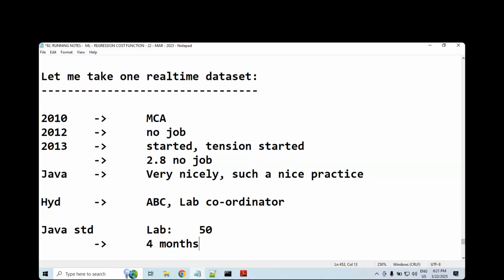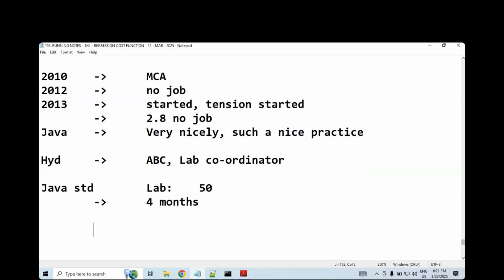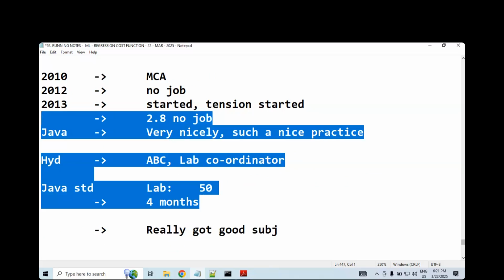I used to handle actually. Fine. Anyway, out of all this discussion, frankly speaking, I really got a good subject. Why am I telling you all these things? Hold on, there is a reason. Point number one: if you are continuously doing practice, you will become an expert in the subject. Then you can decide your career.